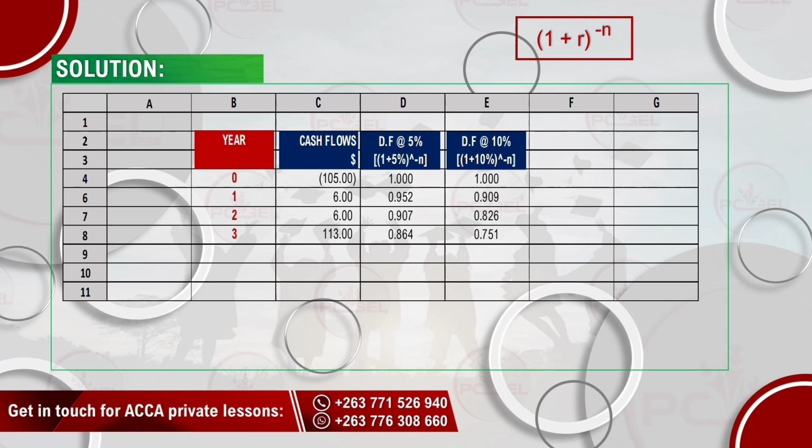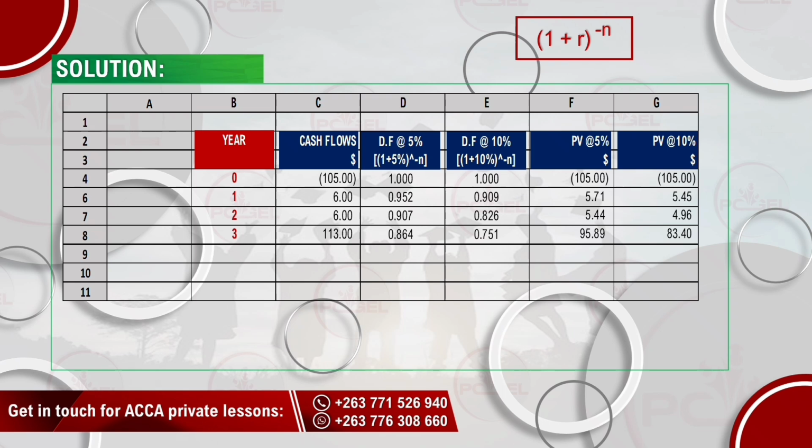1 for year 0 at 10%, 0.909 for year 1 at 10%, 0.826 for year 2 at 10%, and 0.751 for year 3 at 10%. The fourth step will be to estimate present values in each year under the 2 different rates. And if we do so, we get minus 105 for year 0 at 5%, 5.71 for year 1 at 5%, 5.44 for year 2 at 5%, and 95.89 for year 3 at 5%.